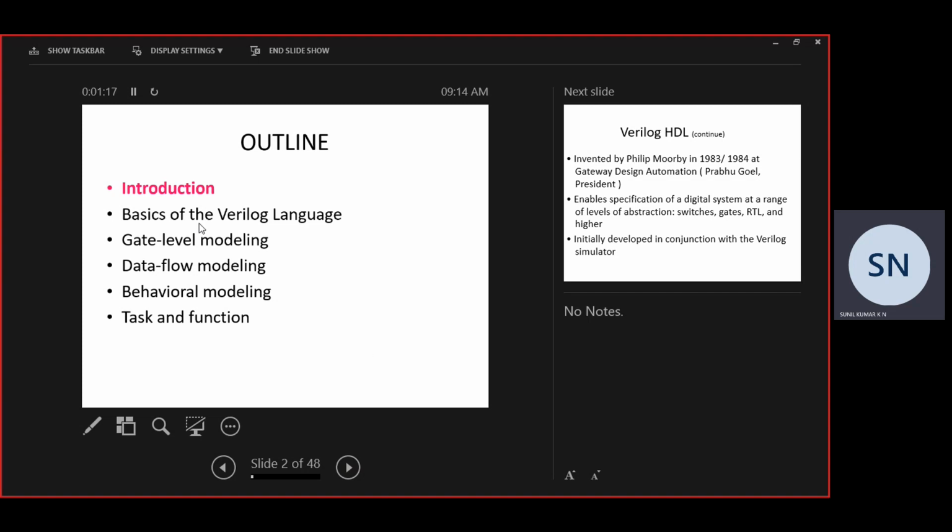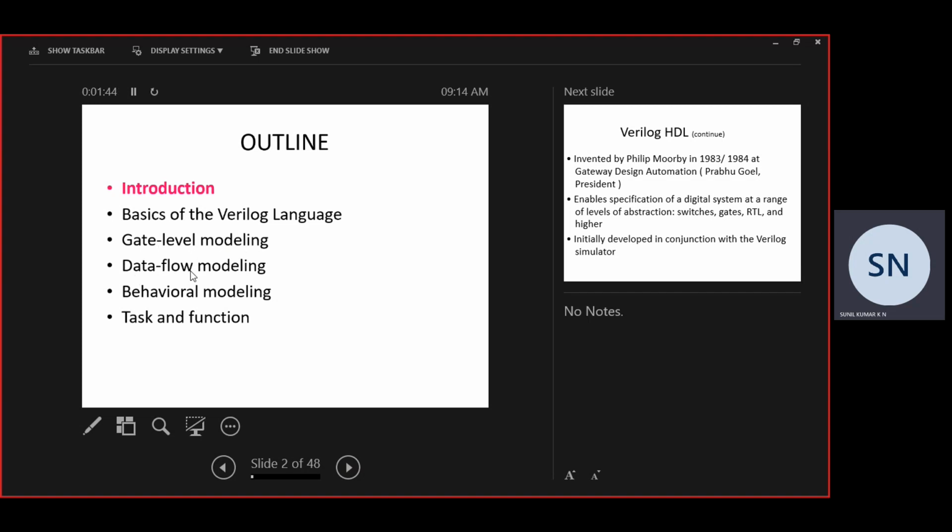What is the introduction to Verilog, how it started, what was the necessity of starting the Verilog language, and what are the basics of the Verilog language. In module 1 entirely, we are going to cover the basics of the Verilog language and what we mean by gate level modeling. Gate level modeling means you build the circuit using logic gates and represent it that way. That is gate level modeling.